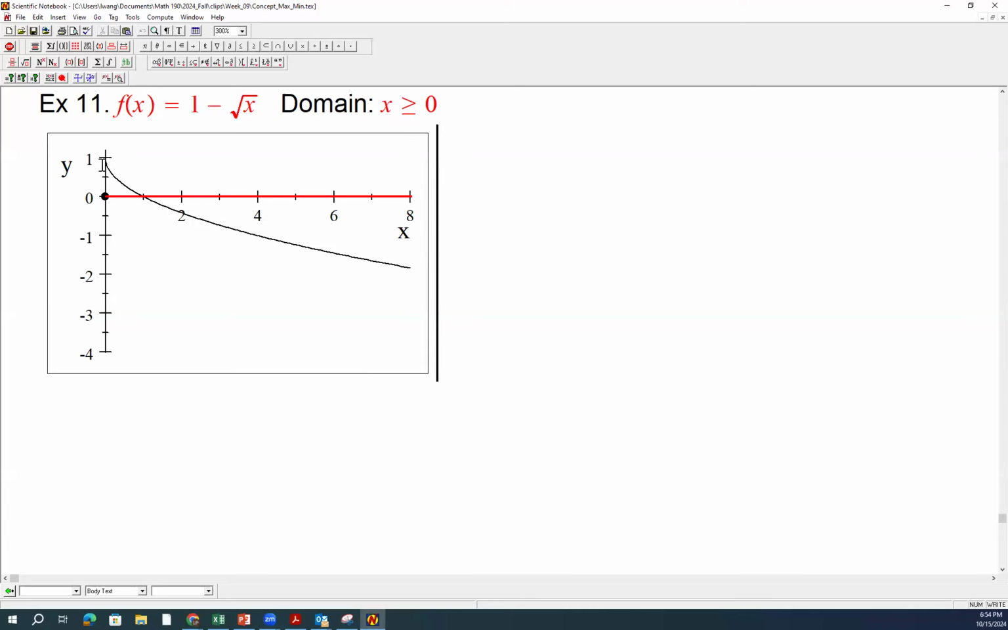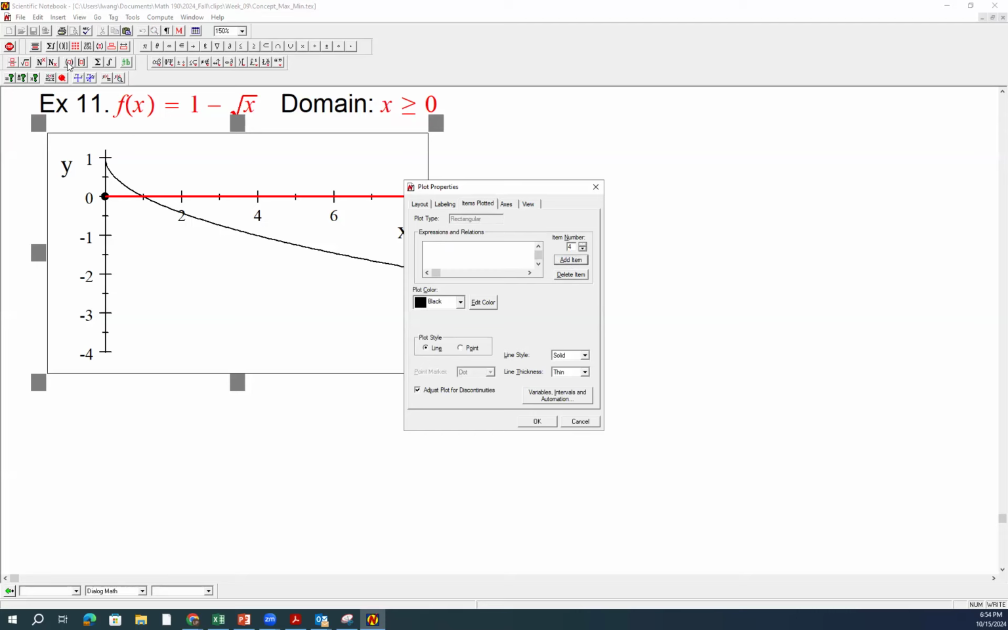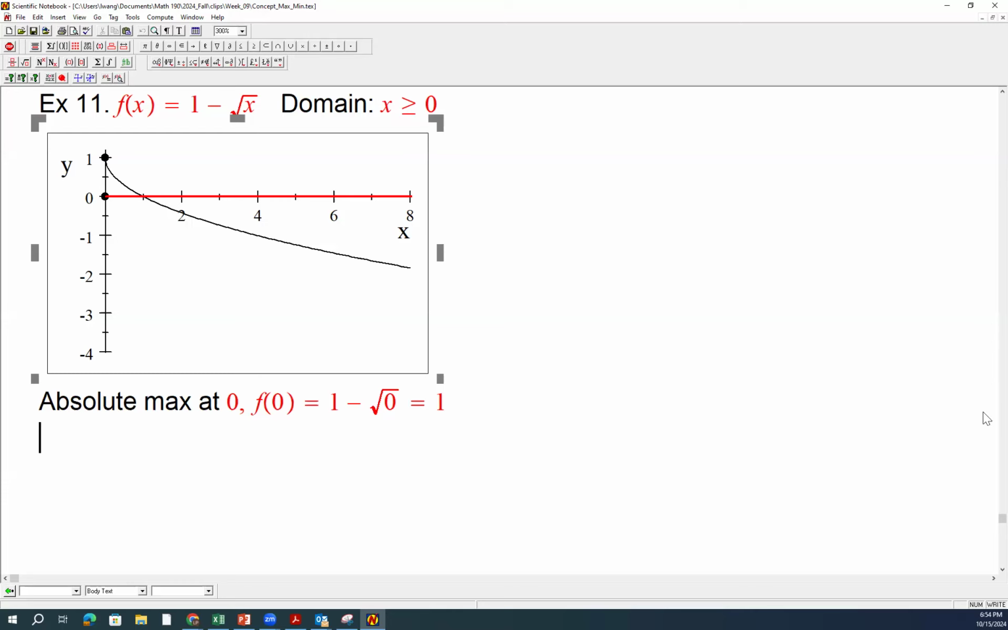Okay. So that's the function. And on the left end, we have x equals 0. The highest point is 1, right? So 0, 1 is the highest point. It should be a dot, not a circle. So obviously we have absolute what? Absolute max at 0, which is f of 0. f of 0 equals 1. So that's the absolute max, which turns out to be also local max. Do we have absolute min?